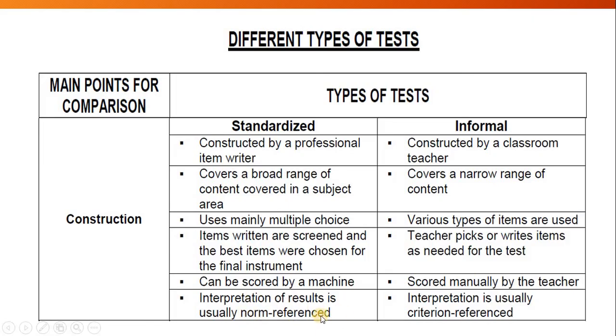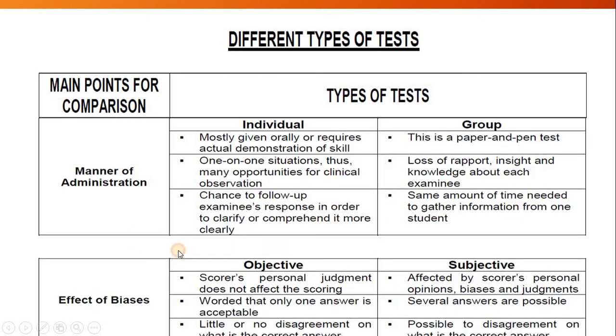Interpretation of result is usually norm reference. If we say norm reference, yung performance ng isang estudyante kino-compare sa performance ng another student. If we say criterion reference, yung performance ng isang estudyante kino-compare doon sa set standards or sa learning competencies. Kung pasok ba ang performance ng isang bata. So, ganon ang pinagkaiba ng dalawa.